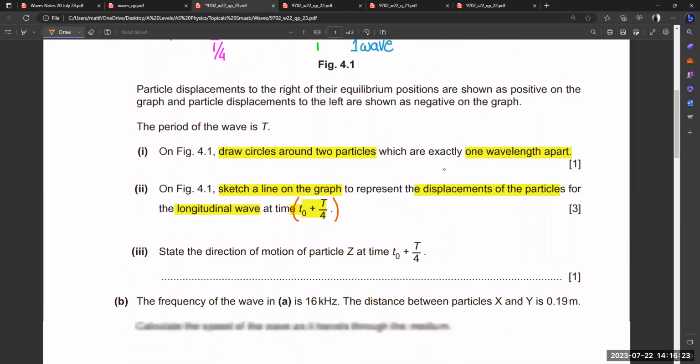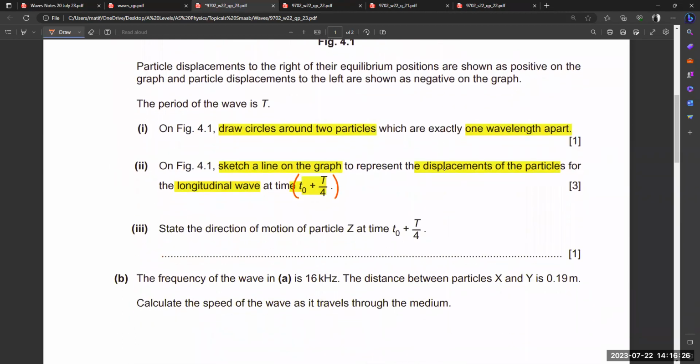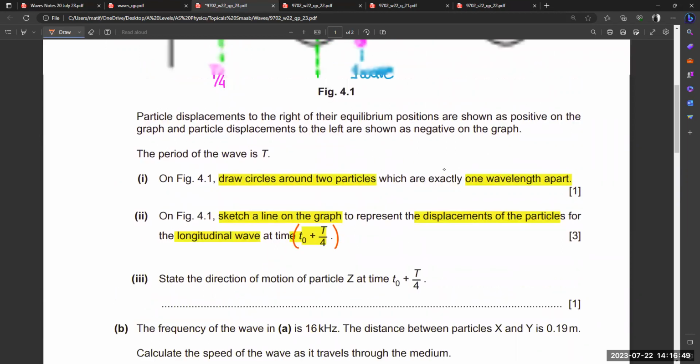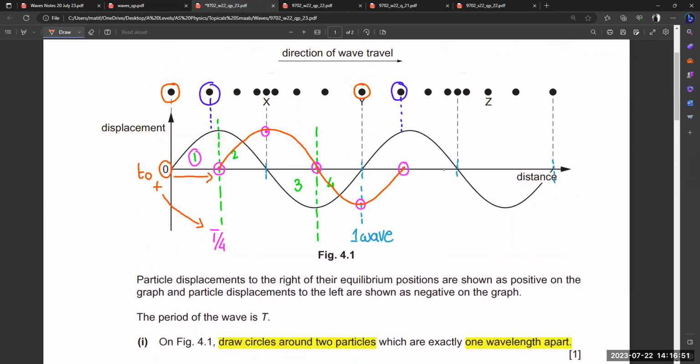So if you got the concept right, you will get 3 marks very quickly in this question, right? Okay, so this is our third part. In the third part, what we need to do is state the direction of motion of particle Z at time t naught plus t by 4. So actually what we need to do is first find particle Z. So this is particle Z, right?